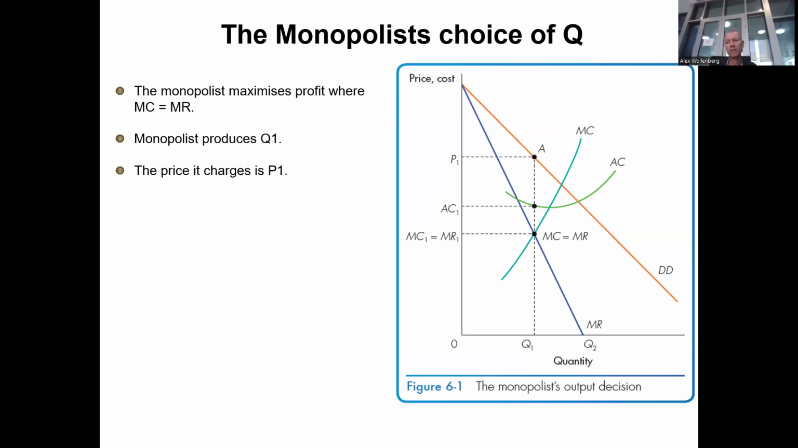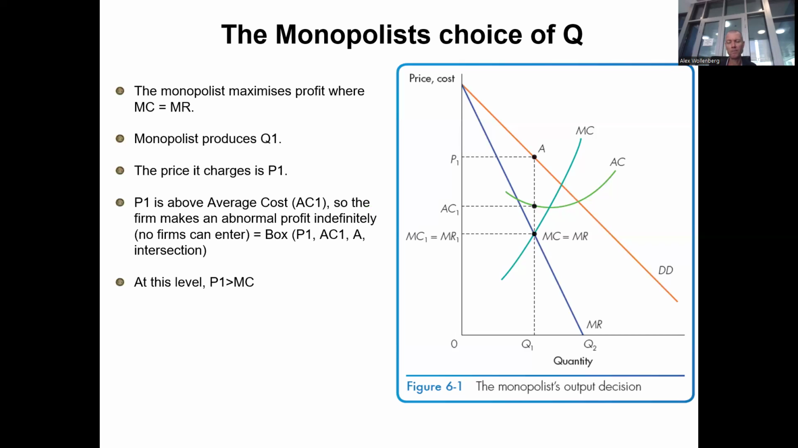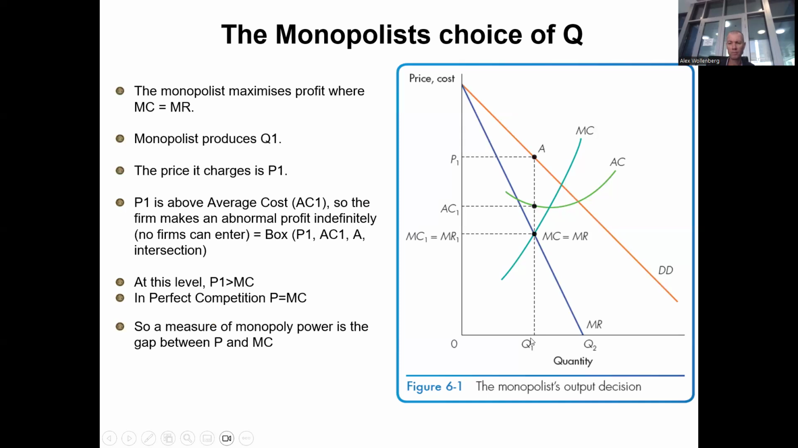So let's take a look at some of the things that are going on in this graph. The monopolist will produce where it maximizes the profit. So that will be where marginal cost and marginal revenue are equal. So that will be at this point. So the quantity produced will be Q1.